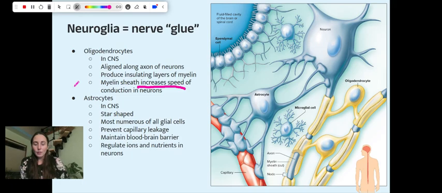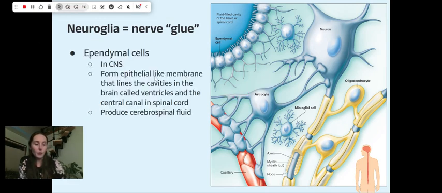We also have astrocytes that are also only located in the central nervous system. They are star-shaped. You can see them connecting over here to other nerve cells as well as our capillaries. There's a bunch of these in our nervous system. They are the most numerous, and they're going to prevent capillary leakage from happening. They also maintain our blood-brain barrier, which keeps our brain safe from things, and help regulate what nutrients, what ions, what good things need to be in balance for our brain.